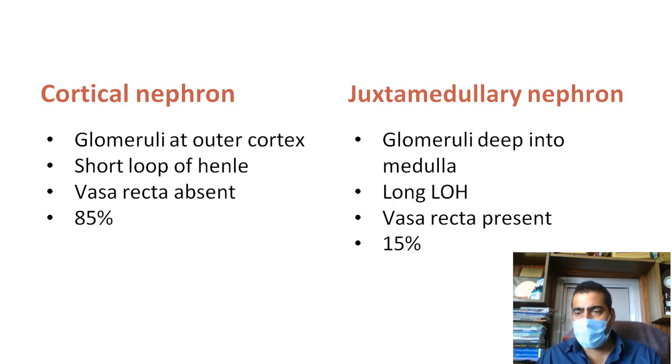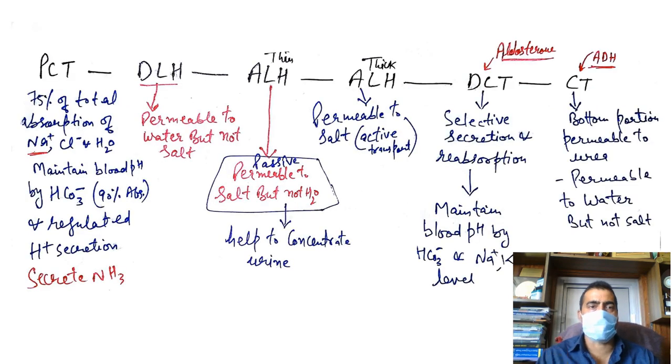That is, the proximal convoluted tubule, then the loop of Henle, and then the distal convoluted tubule. And this is the short loop of Henle. The vasa recta is absent in cortical nephrons. 80% of the whole nephron structure is made up of cortical nephrons. And then the juxtamedullary nephron has glomeruli deep in the medulla, with a long loop of Henle. The vasa recta is present, which is absent in cortical nephrons, and it makes up 15% of the total nephron structure. So you see the structure and function of the most important parts of the nephron.